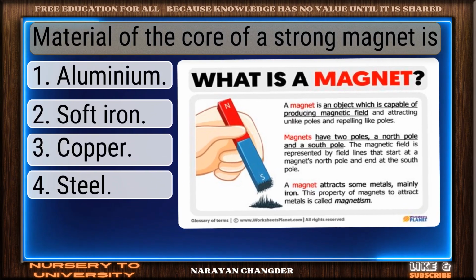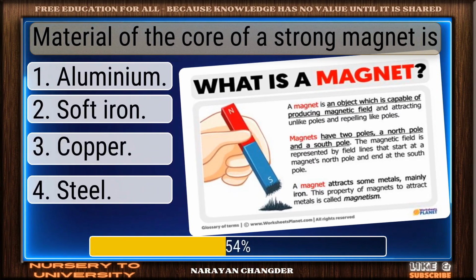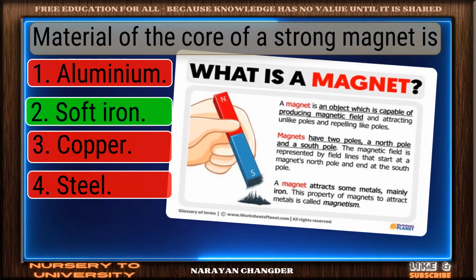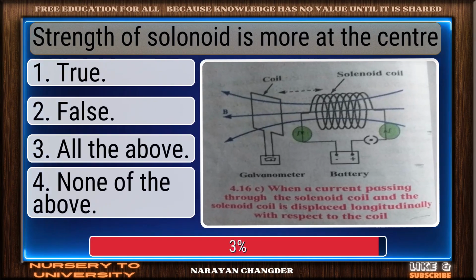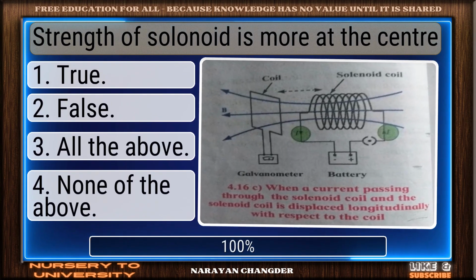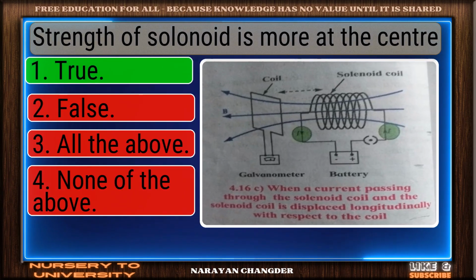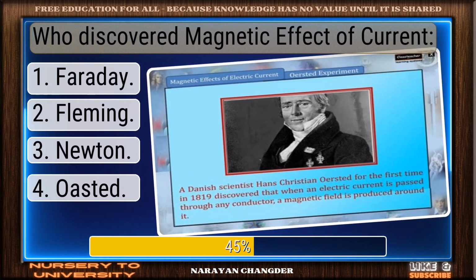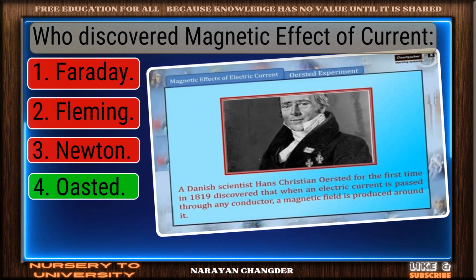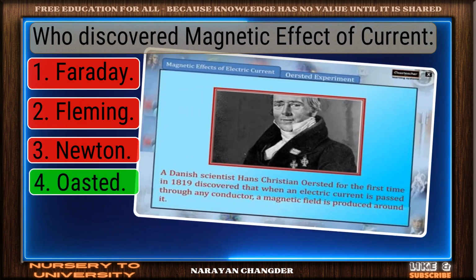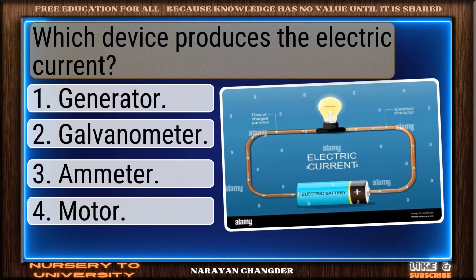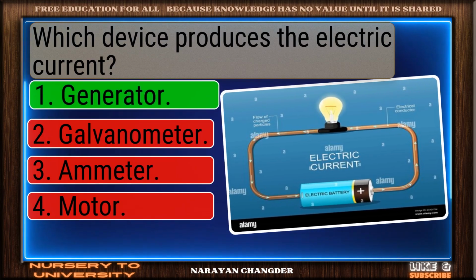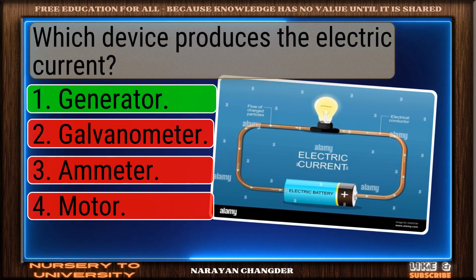Material of the core of a strong magnet is. Bravo. Soft iron is the answer. Strength of solenoid is more at the center. Valid point. True is true. Who discovered magnetic effect of current? Well-reasoned. Oersted is correct. Which device produces the electric current? Nice selection. Generator is correct.